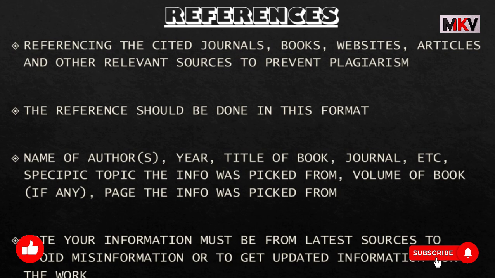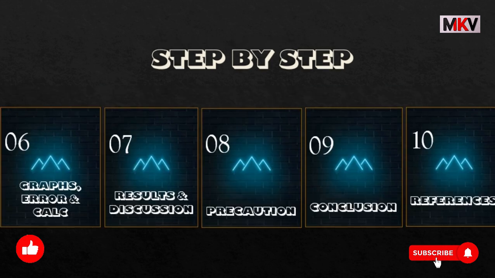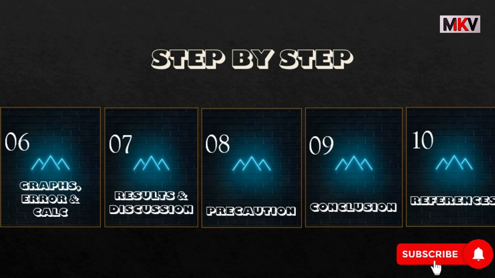So we have your steps, which are the abstract, the introduction, which we've talked about, the theory, the diagram of setup, methodology. Then we have your graphs, your error calculation, your results and discussion. We have your precaution. We have your conclusion. Then we have your references. So these are the steps you're supposed to go by to write your report, either large or formal.